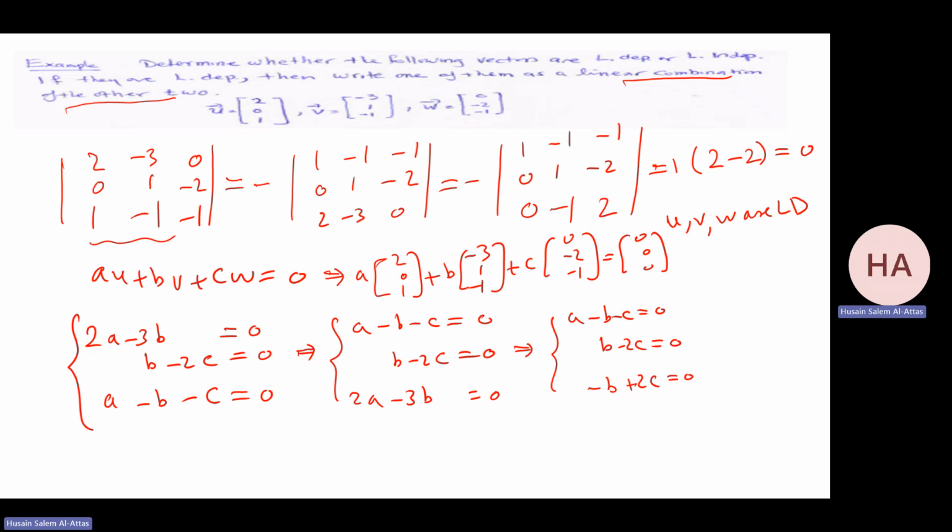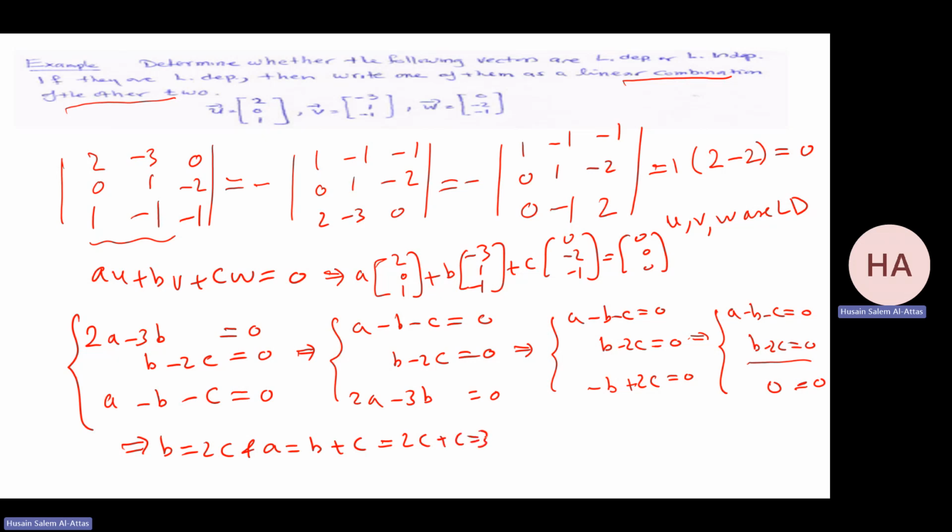Now, you notice, if I want to deal with the third equation, this is B minus 2C equals 0. Multiply by 1 and add, that will be 0. Multiply by 1 and add, that will be 0 again. So 0 equals 0. So the third equation will be gone. So for now, I can do the back substitution. So I have B equal to C and A equal B plus C, which I can write in terms of C as 2C plus C, which is 3C.